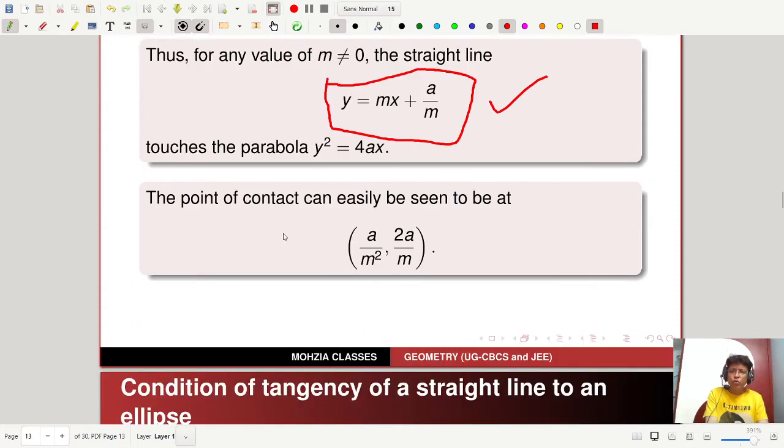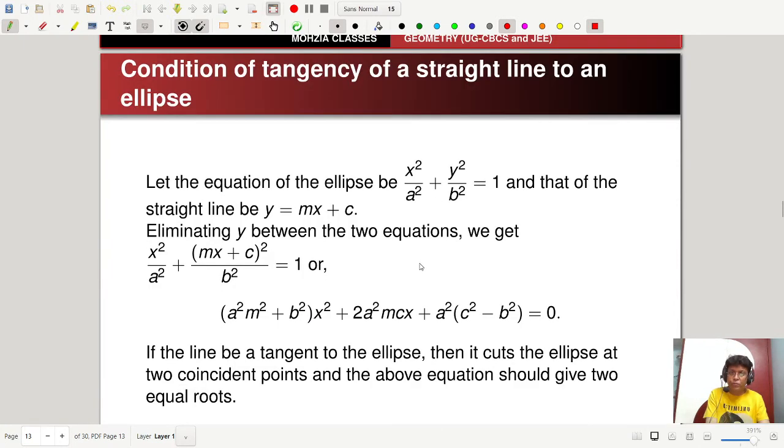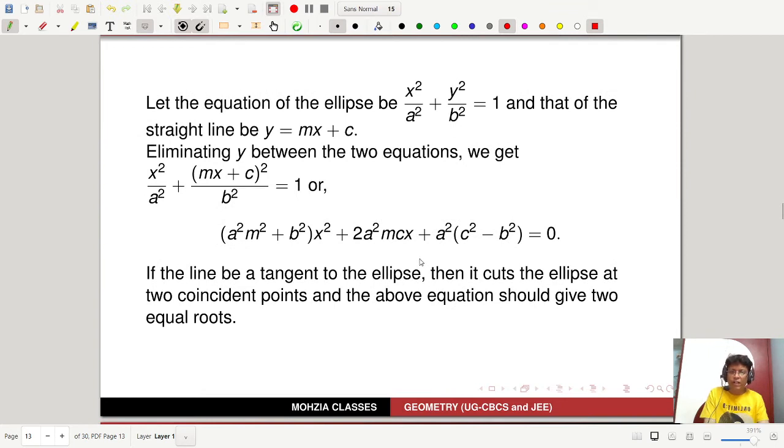Okay, and you can get the point of contact also, a by m squared, 2a by m. This point of contact is also very important, because if you write the slope form, this will give you the point of contact of the tangent. And let's have a condition of tangency for an ellipse, x square by a square plus y square by b square equal to 1.